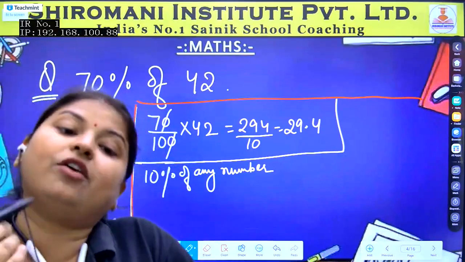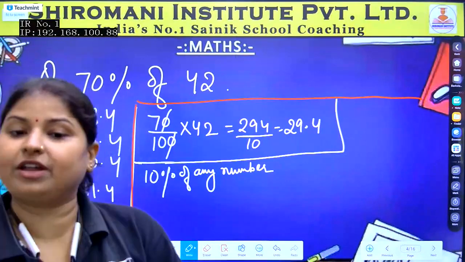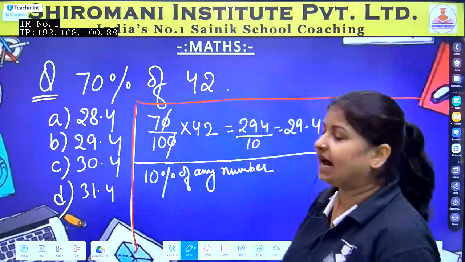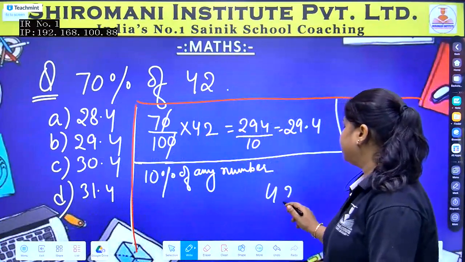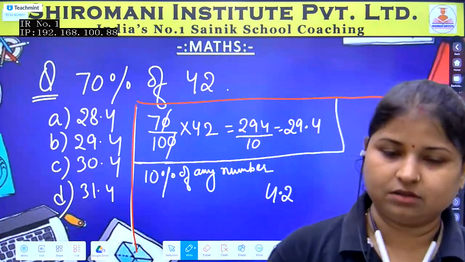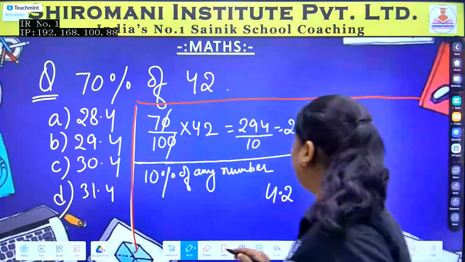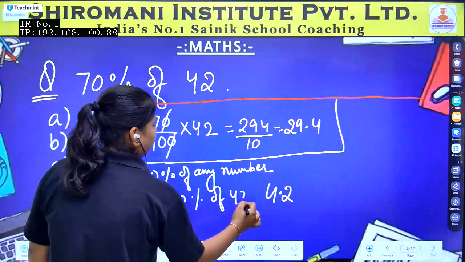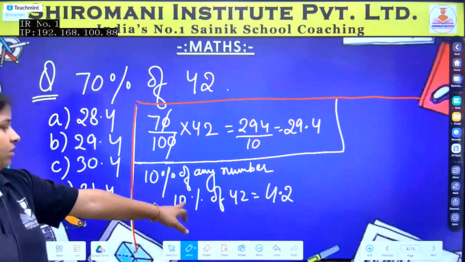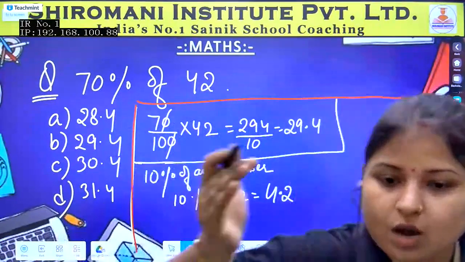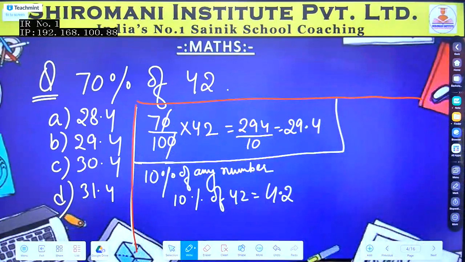10% of any number. What was it? 10% of any number means that whatever number is there, just put a decimal point before one digit from the back. Suppose 10% of 42 is being asked. Whatever the digit, we just put a decimal before one digit. So in 42, we will put a decimal before the last digit.